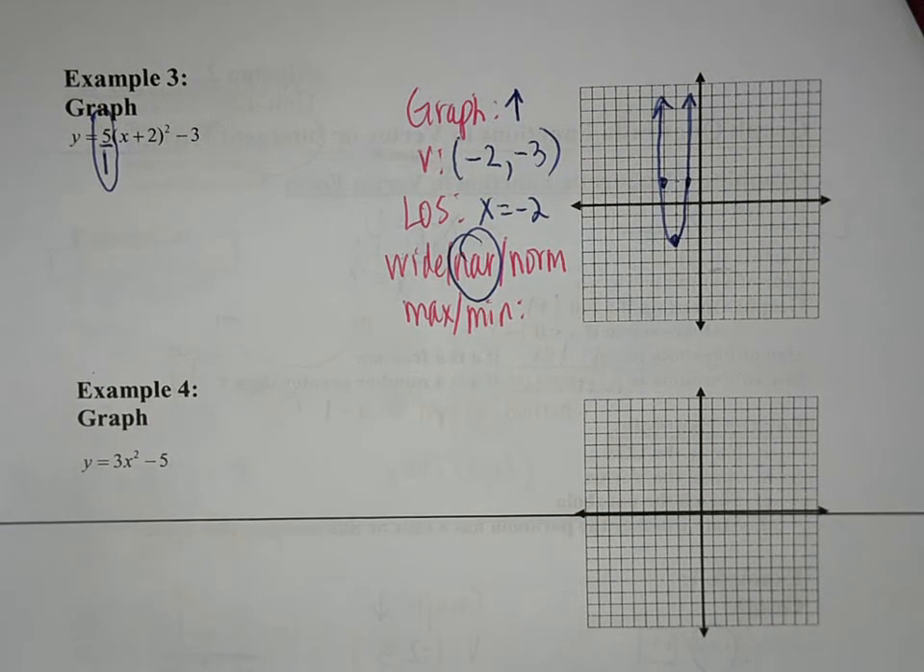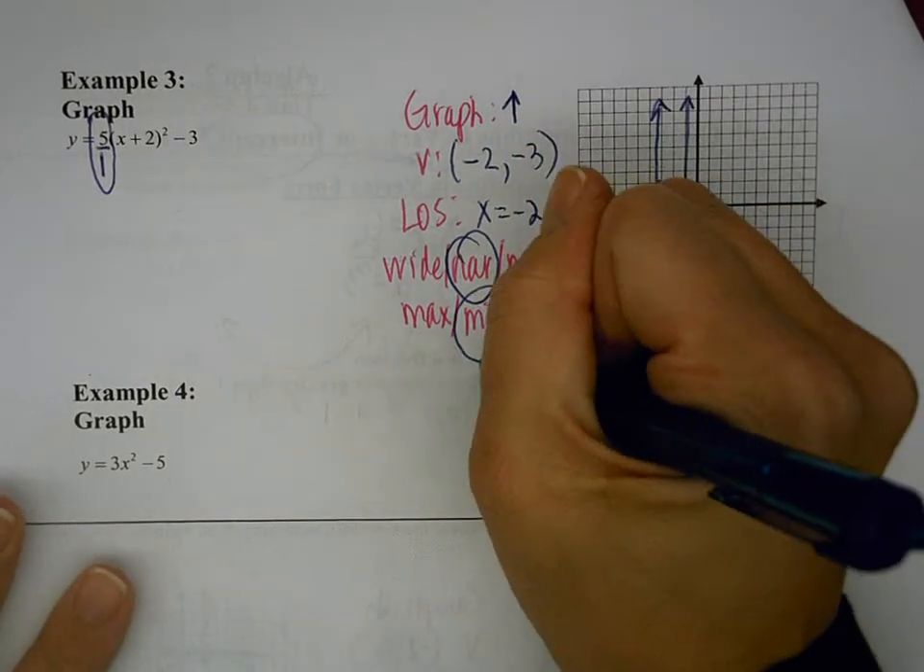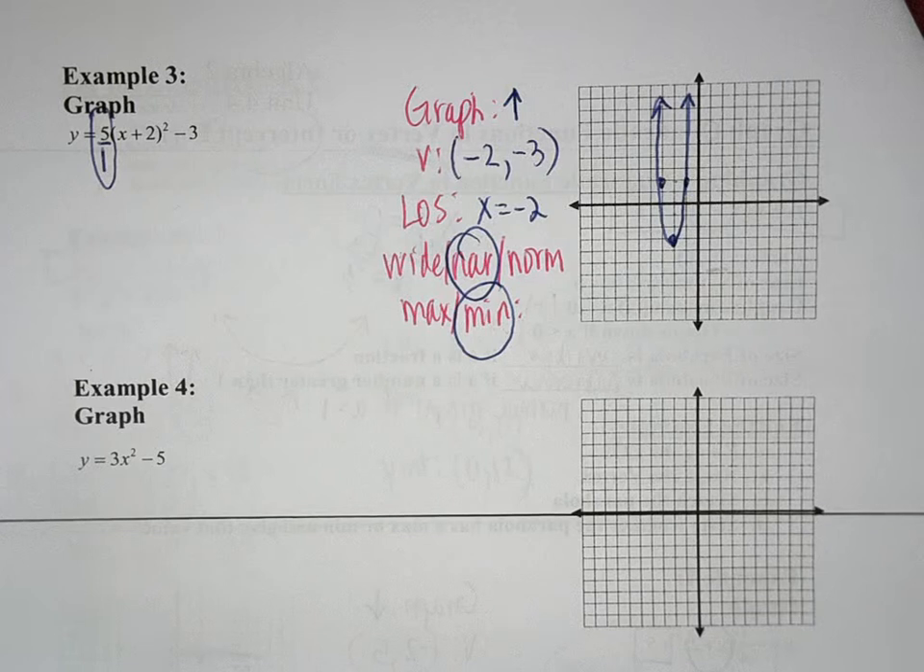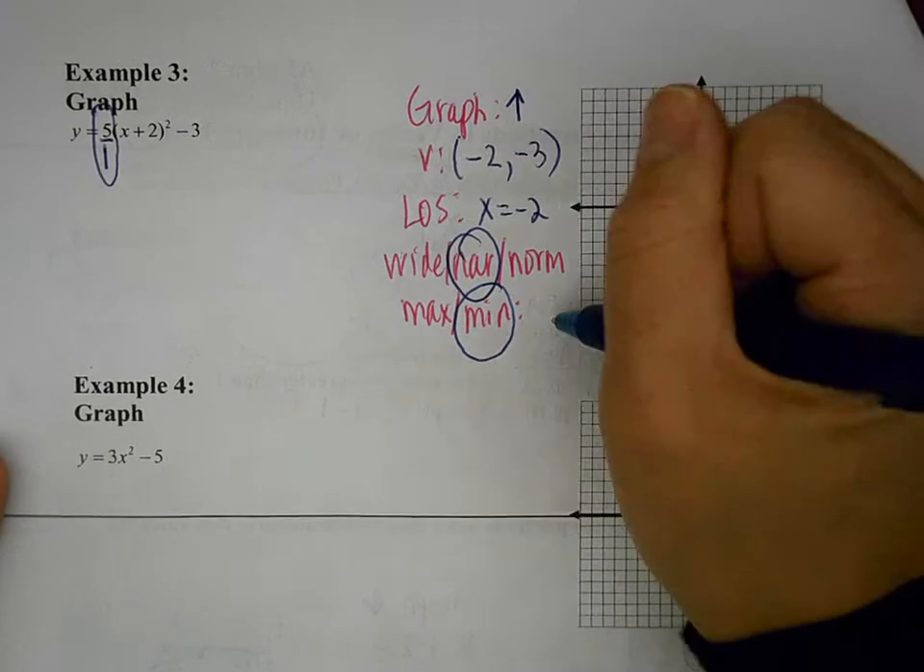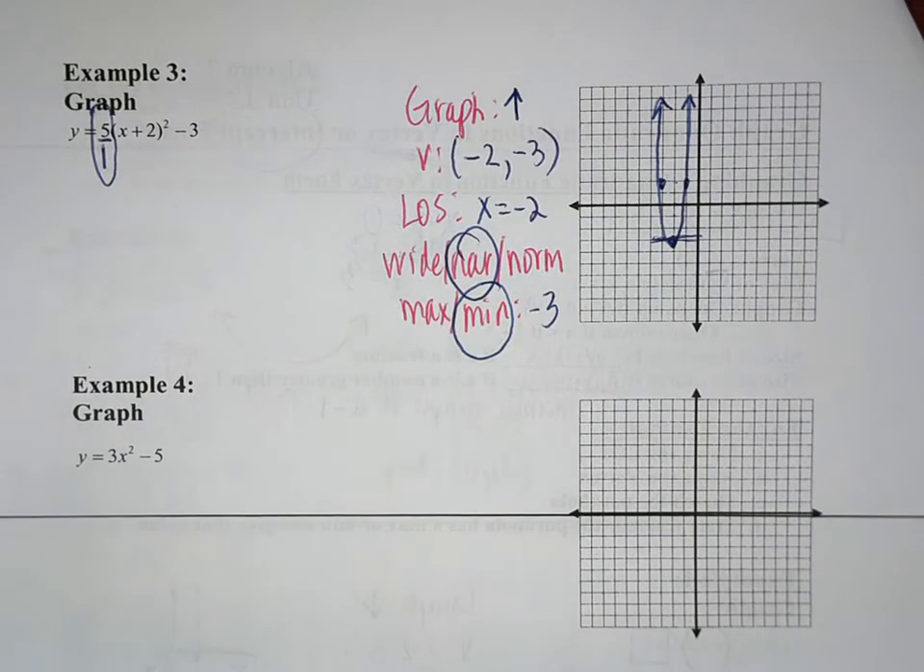And is it a max or a minimum value? Good, minimum, because everything else is greater. And what is my minimum value? -3. And that's always your y value of the vertex. Okay?